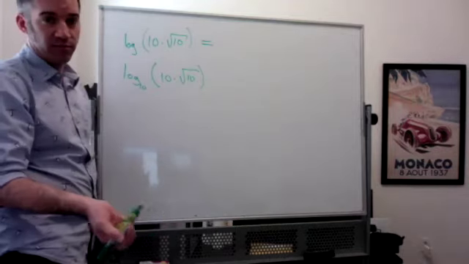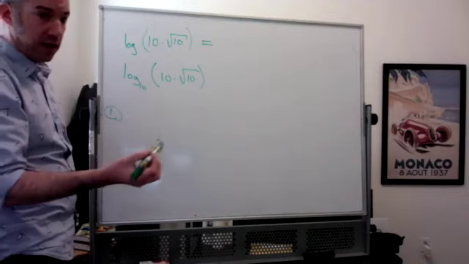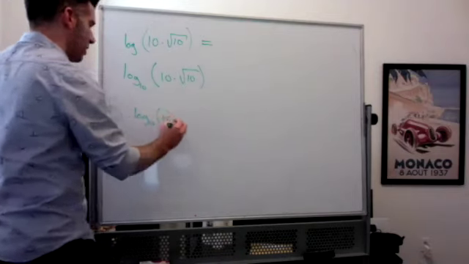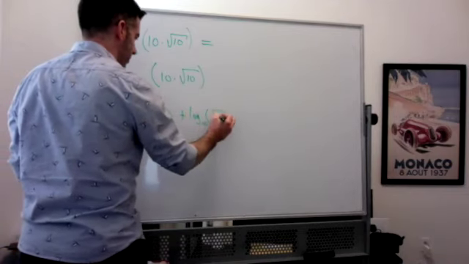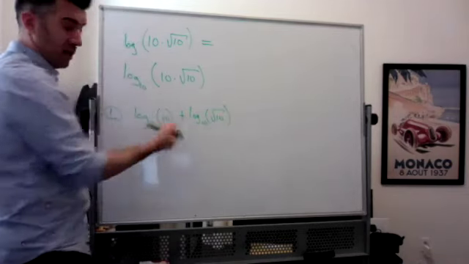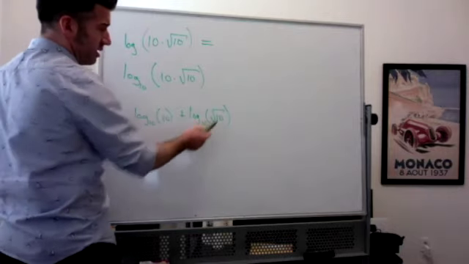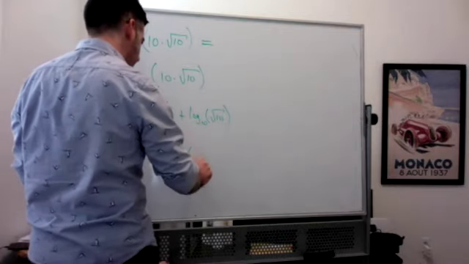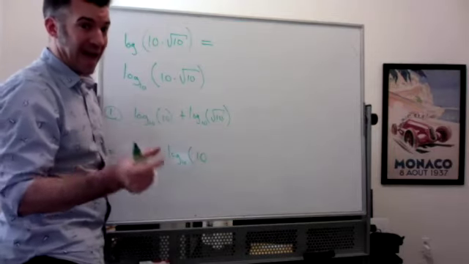I'm going to show 2 different ways. One way would be to break it up. Say log base 10 of 10 plus log base 10 of the square root of 10. Log base 10 of 10 is 1. Now, log base 10 of the square root of 10 is log base 10 of 10 to the, so be careful, 10 to the 1/2 power.